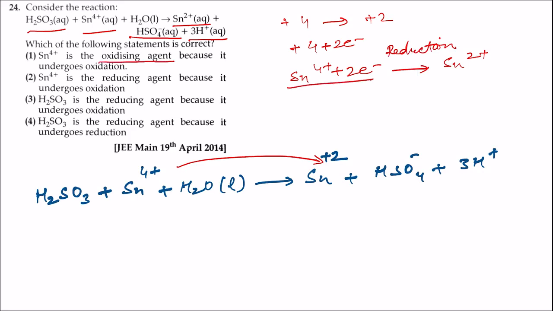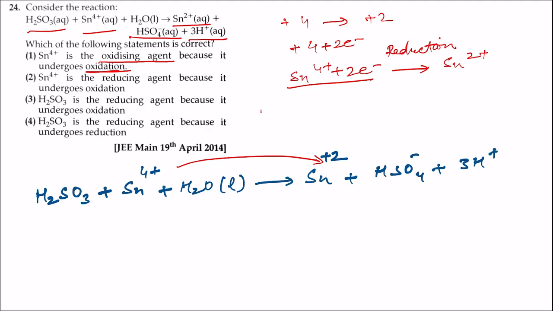But Sn4 plus is oxidizing agent because it undergoes oxidation is wrong. This part of the statement is wrong. It is not undergoing oxidation, it is undergoing reduction. Second, Sn4 plus is the reducing agent because it undergoes oxidation, wrong. Sn4 plus is not reducing agent, it is the oxidizing agent because it is undergoing reduction itself. H2SO3 is the reducing agent because it undergoes oxidation.